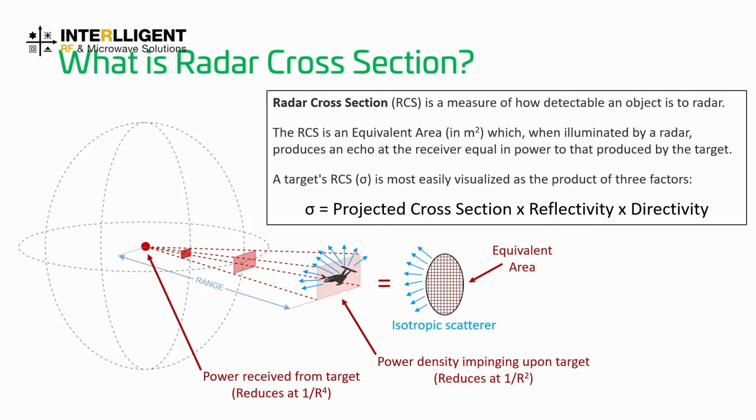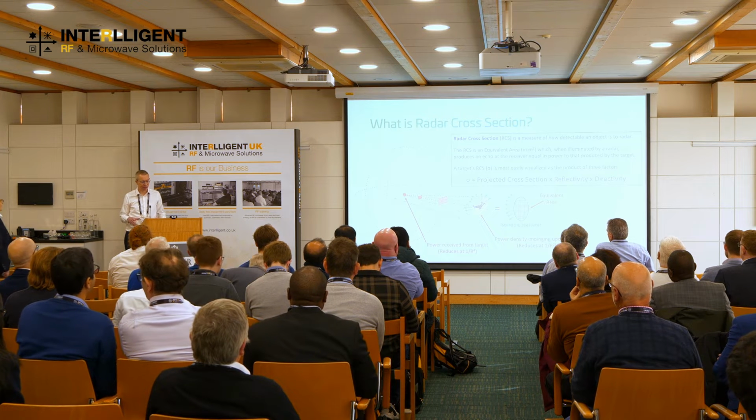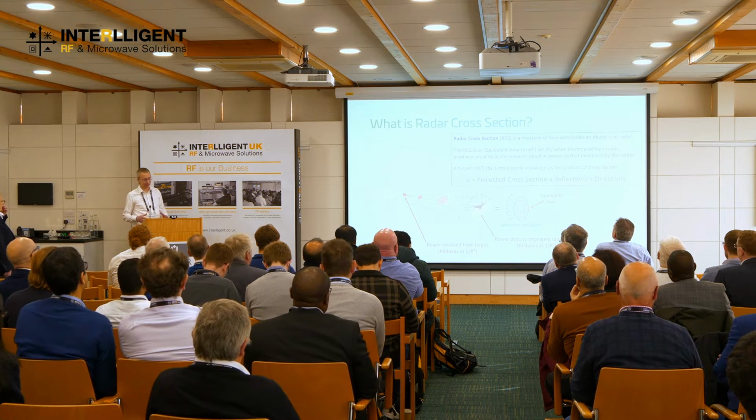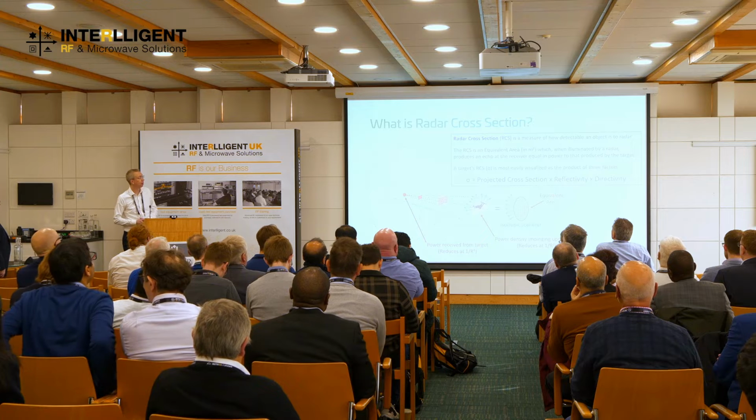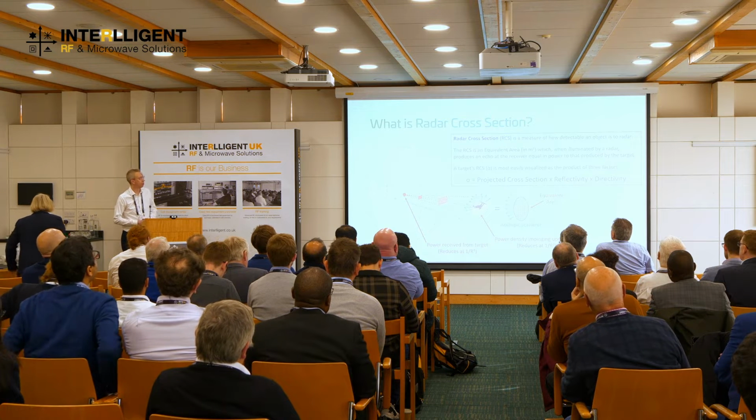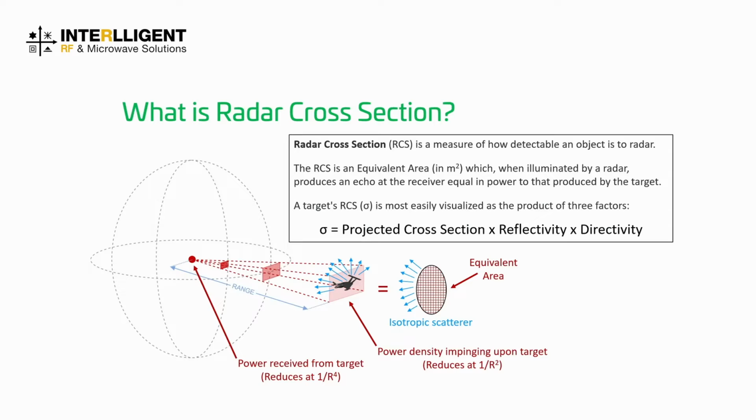So what's radar cross-section? It's a measure of how detectable an object is to a radar. Essentially, it's a unified figure, an equivalent area in meters, that if it was placed at the same distance as the target, would create an echo of equal power back at the receiver. And it's a product of the cross-section, the reflectivity, and the directivity.